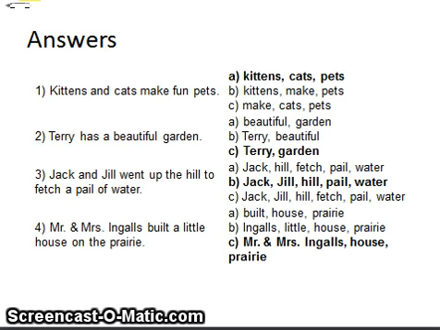Last question. Mr. and Mrs. Ingalls built a little house on the prairie. Well, we need Mr. and Mrs. Ingalls. I mean, they have to be there. The titles that go with them, I mean, I like to think of them together. Mr. Ingalls is a thing. Mrs. Ingalls is a thing. House is certainly a thing, and prairie is a thing.